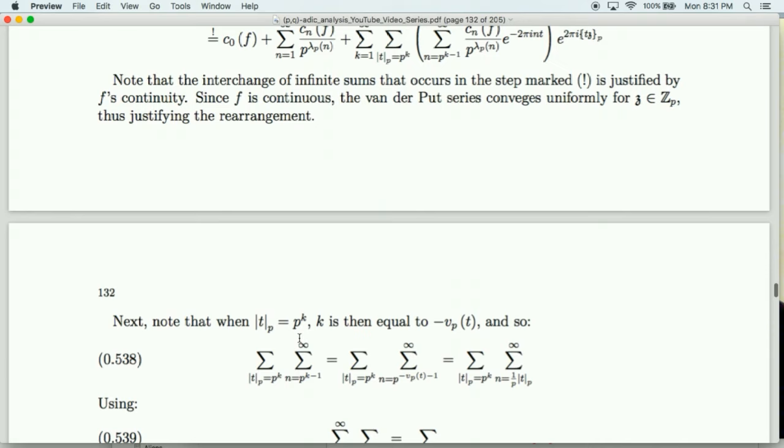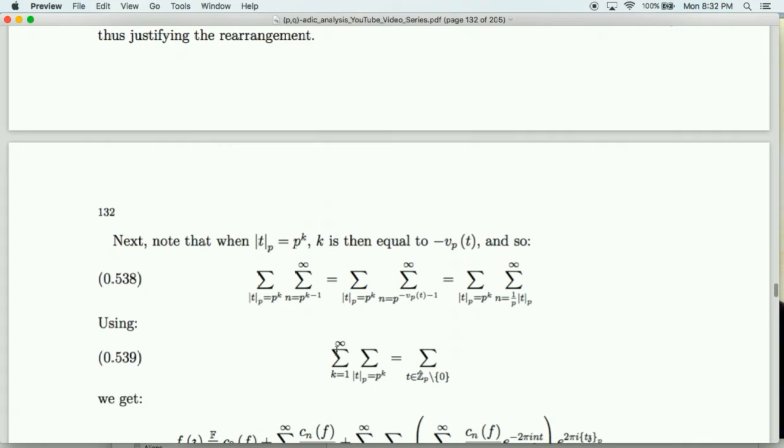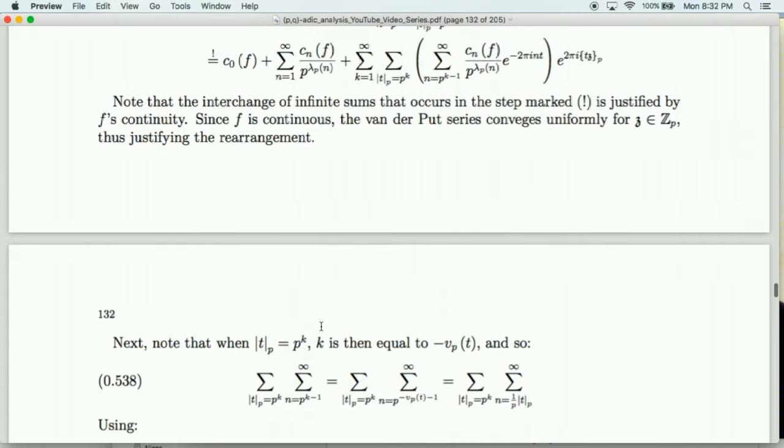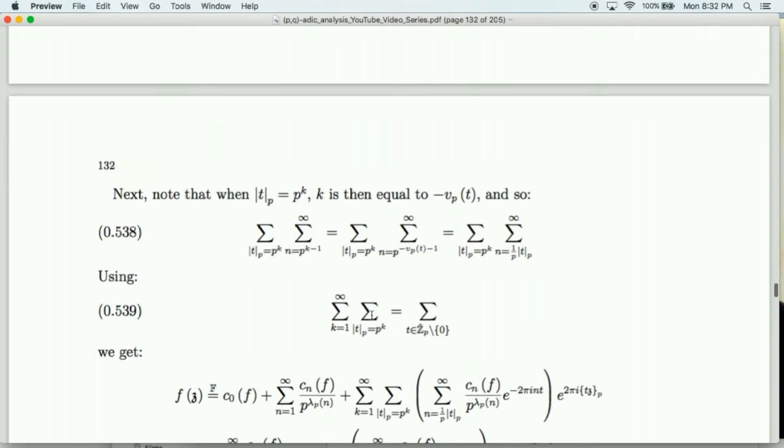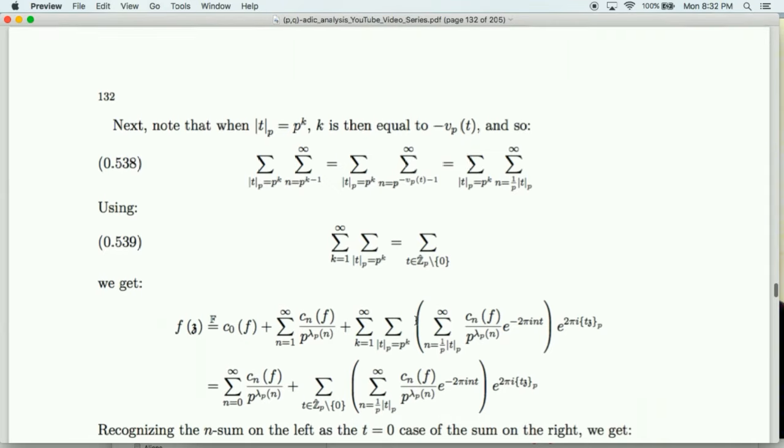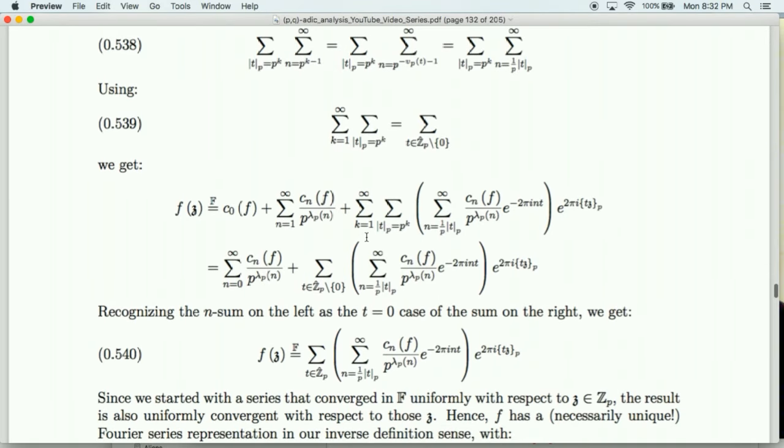Next, note that when t has an absolute value of p to the k, k is equal to negative v_p of t. And so this sum, well, we're going to take k and make it negative v_p of t. And then we can rewrite this. It's just t p over p. And so k equals 1, and then what we're left with in this case is the sum from k equals 1 to t over p of, and that, of course, is going to be everything but 0. And so we get this. This is the sum over all the non-zero elements, and this is recognizing this as the t equals 0 case of the sum on the right.